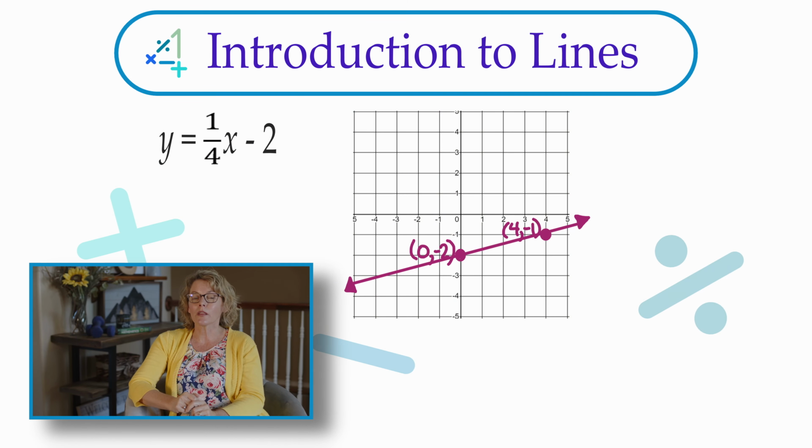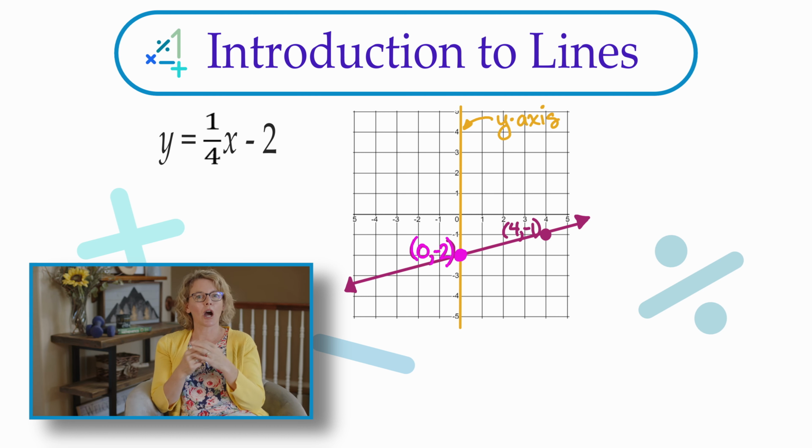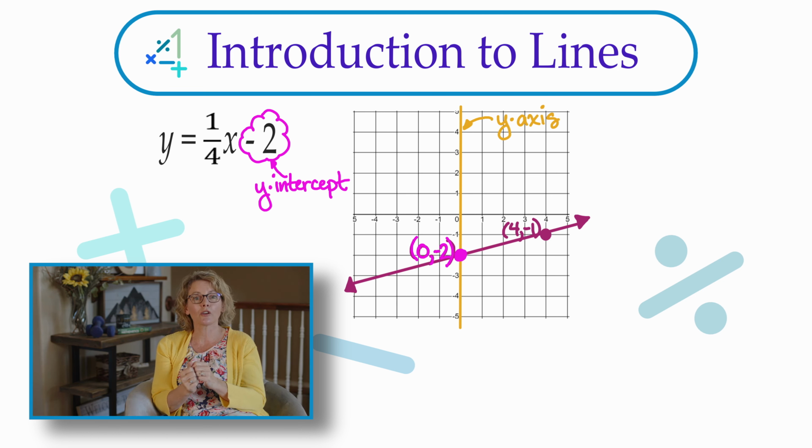Before we leave this awesome line, I'm excited to show you some cool patterns with these guys that are going to help us graph them later with no table. First, let's look where the line crosses the y-axis. That's the one that goes up and down. It's at the point 0, -2. The -2 here shows us where it crosses the y-axis, called the y-intercept.